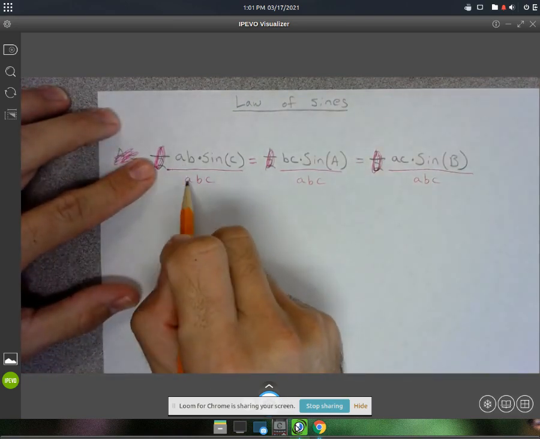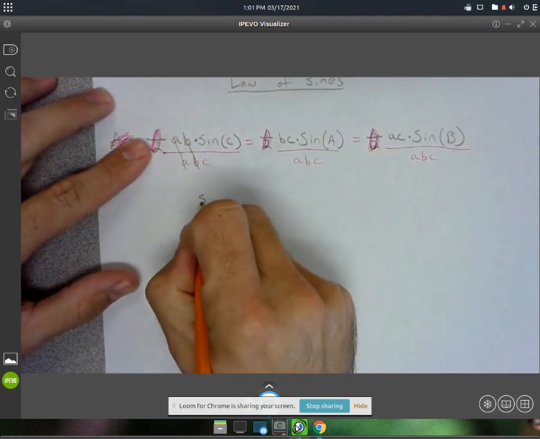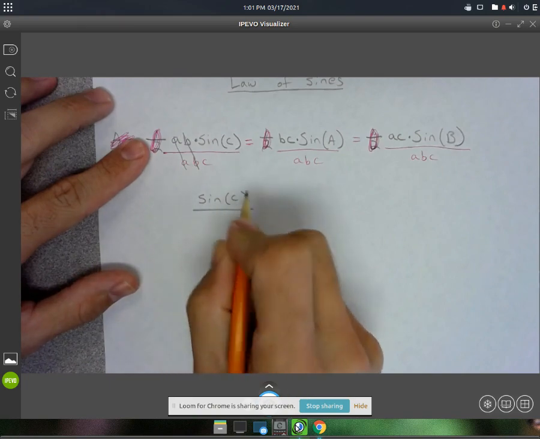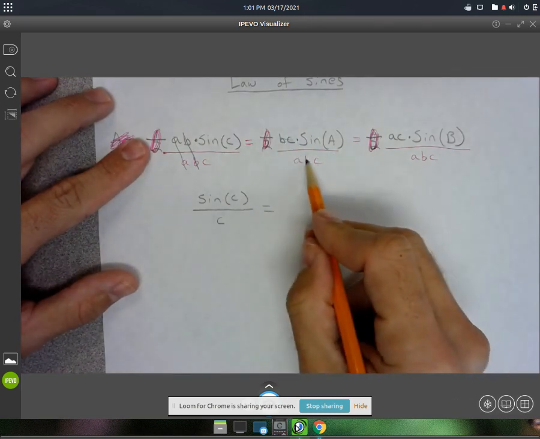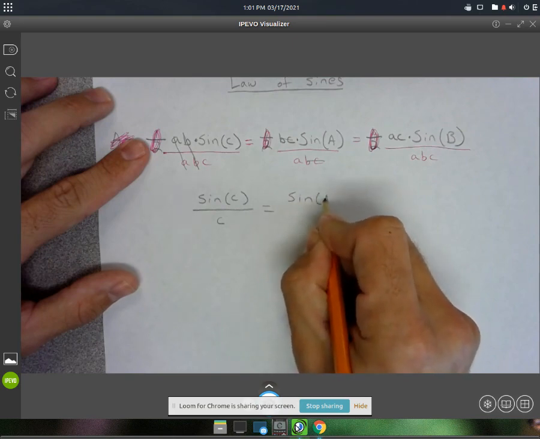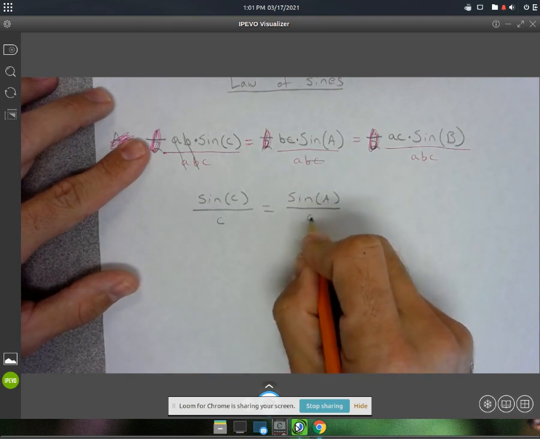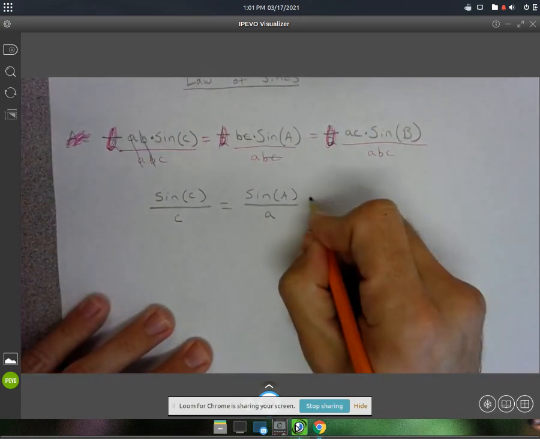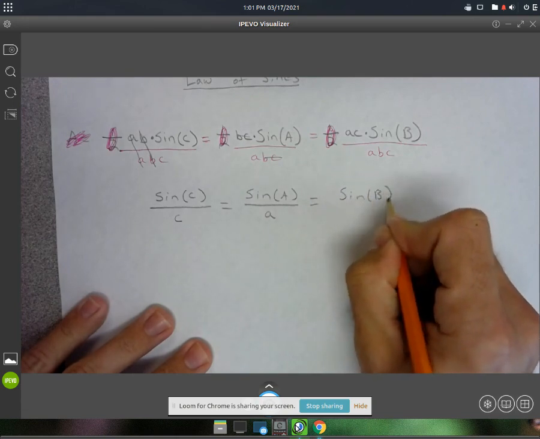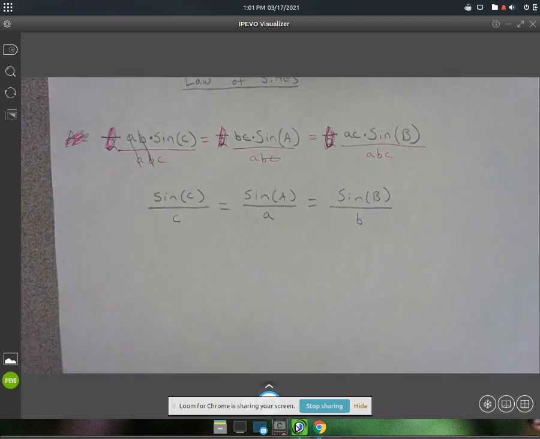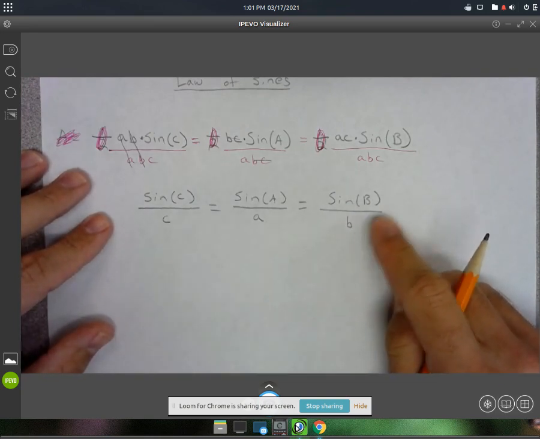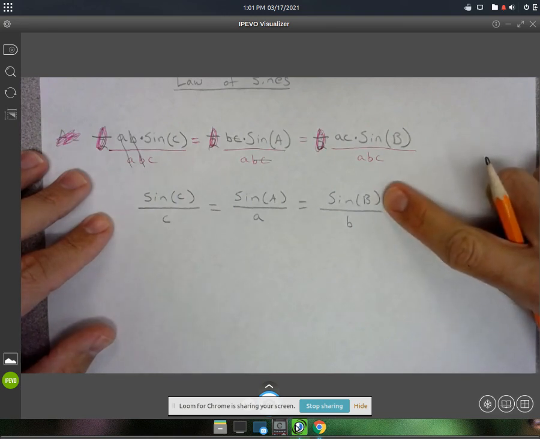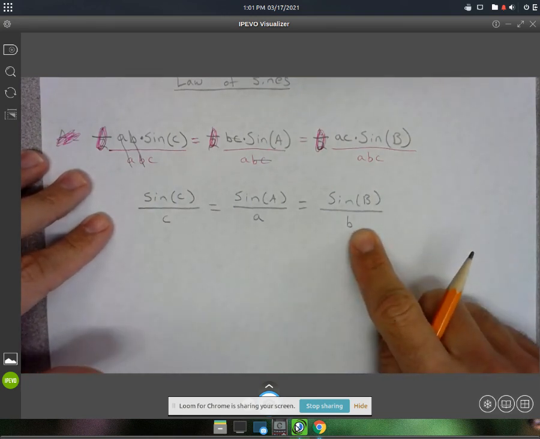So you see here, A and B can cancel. And what you're left with is the sine of angle C divided by the leg C. And then here, the B's and C's can cancel, and you're left with sine of angle A divided by the leg A. And the last one, hopefully you see the pattern, sine of angle B over the leg B. So the way that you could say this in words is that the ratio of the sine of an angle to its appropriate leg, or the side opposite that angle, is constant.